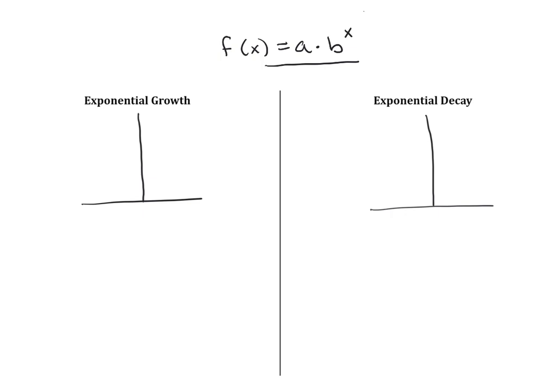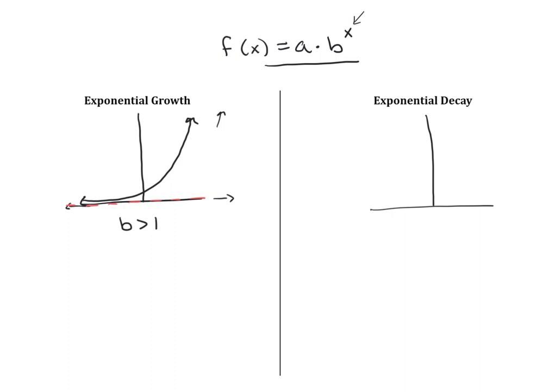Here is the exponential function: a times b to the power of x. So x is the exponent. Exponential growth is when b is greater than 1. It creates this graph right here, where as x approaches infinity, y approaches infinity. But as x approaches negative infinity, y approaches 0. So we have to deal with asymptotes.